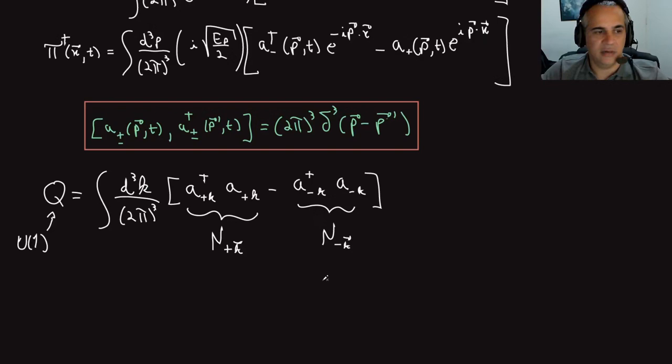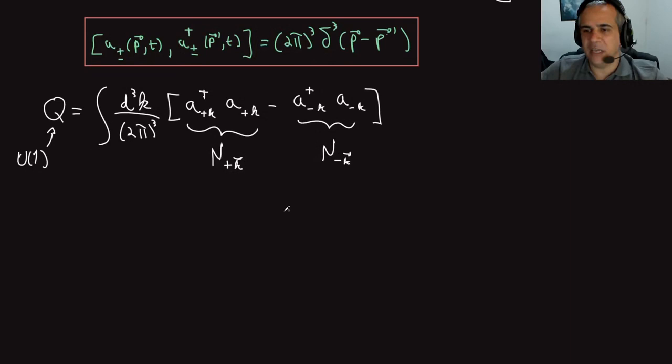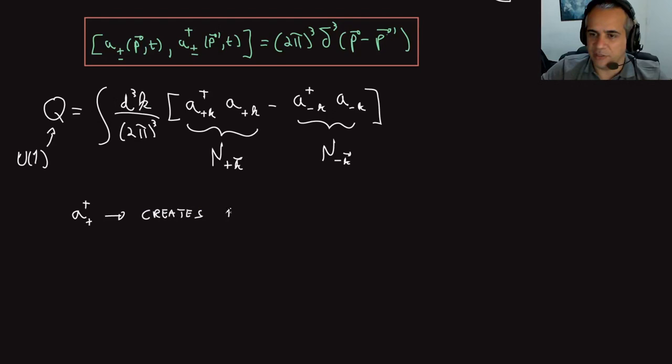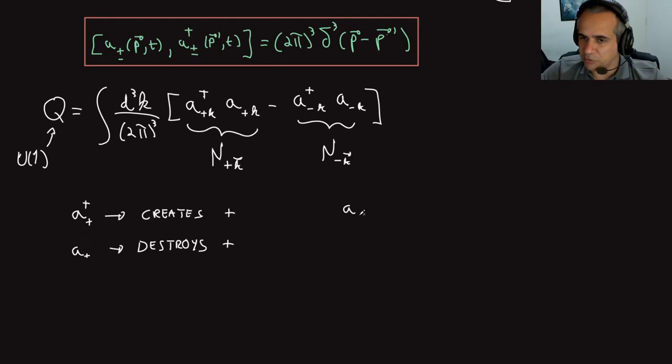And that also tells me a lot about these A's and A daggers, right? What I'm telling here is that A dagger plus, and now I'm justifying the notation plus here, creates a plus charge, right? Increases the charge of the state by one. While A plus without the dagger destroys charge plus, right? Annihilates charge plus. And it is the opposite with A minus dagger that creates minus charge, and A minus that destroys a minus charge, annihilates a minus charge.